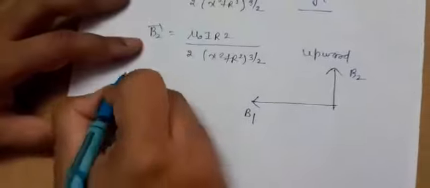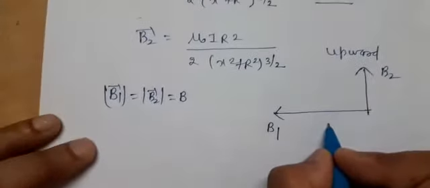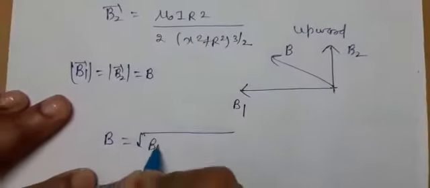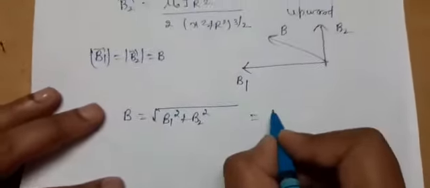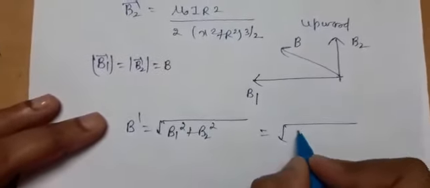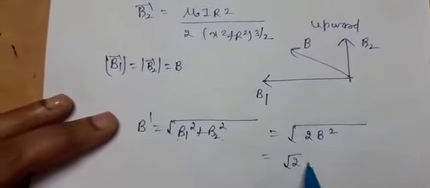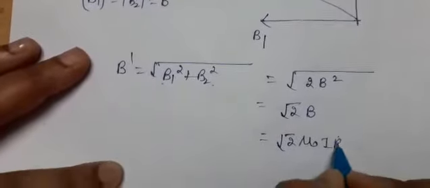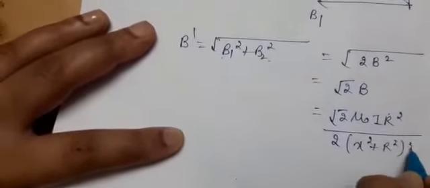Both have the same magnitude, let me take B1 equal to B2 equal to B each. Now you have to find the resultant of these two. So B will be under root of B1 square plus B2 square, because cos 90 is 0. So the resultant is under root of 2 B square. Then substitute the value of B: this is under root 2 times mu naught I r square upon 2 times x square plus r square raised to the power 3 by 2.